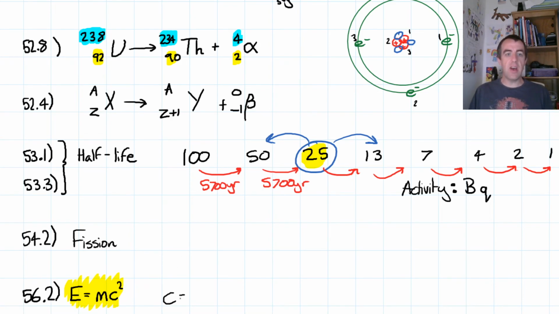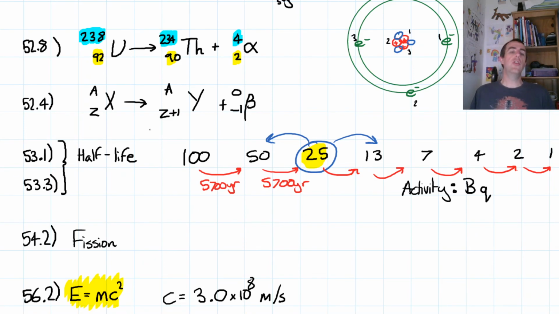The speed of light itself is a very big number indeed. 3 times 10 to the 8 meters per second. When you square that, it's 9 times 10 to the 16 meters squared per second squared. That is a huge number. So where does this help us?